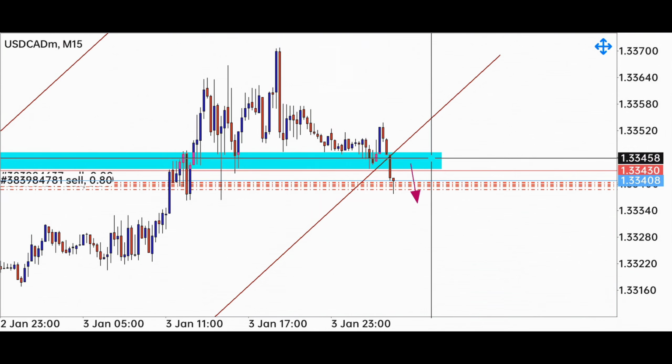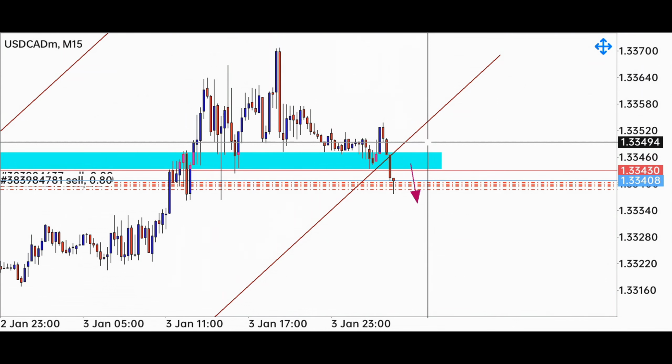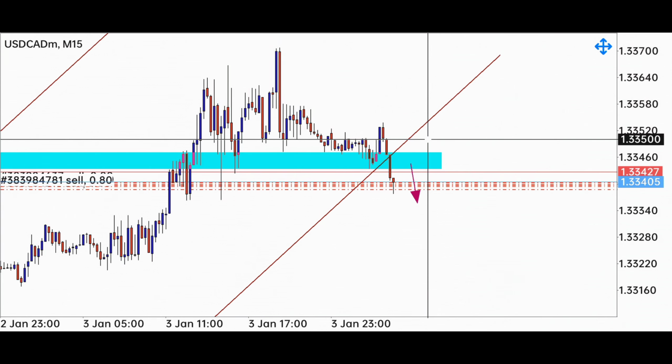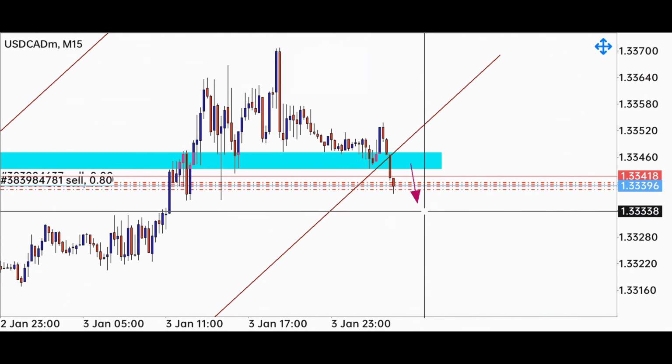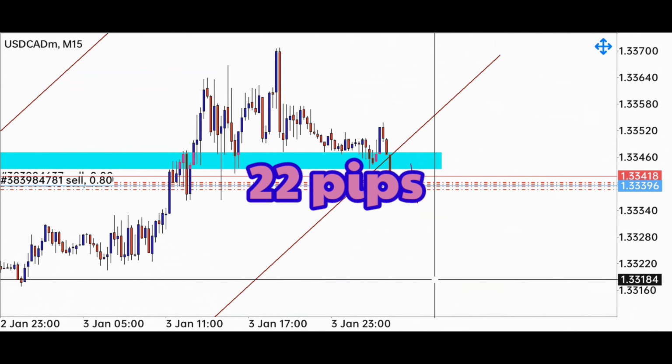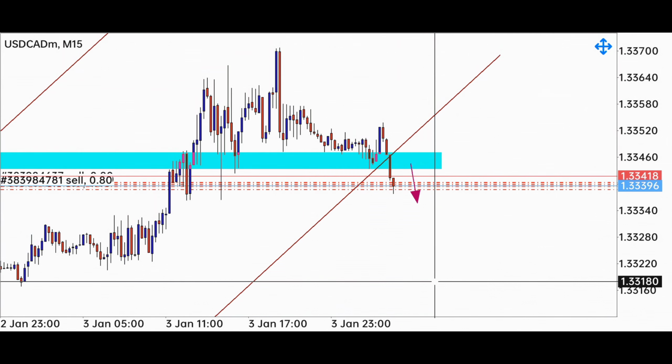Here my stop loss will be above the strong reversal level and outside the trend channel, which is 11 pips above. If this is a fake breakout, then the market will go back to the uptrend channel, and the target point will be double the stop loss, which is 22 pips below. The market should now move to this level where the market will create a new lower low.